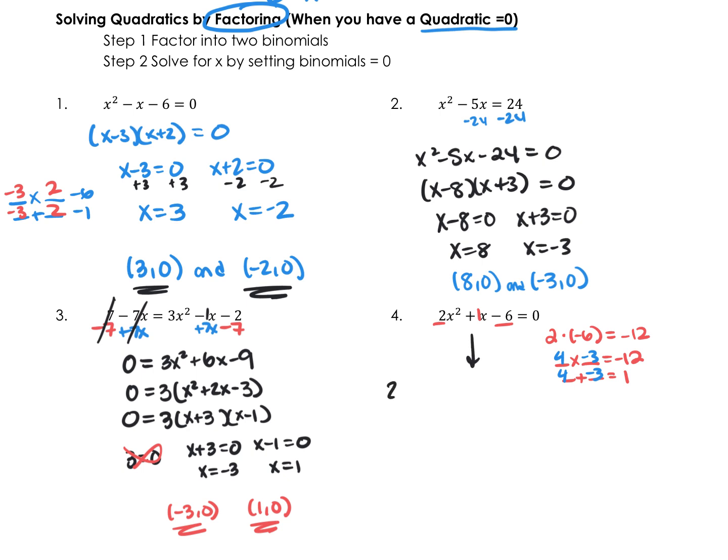So we keep the 2x squared the same at the beginning. We keep the minus 6 the same at the end. It's still equal to 0. But in the middle here, this 1x, we split it up into 4x minus 3x. Or if you do it the other way, it doesn't really matter which order you put it in. You'll get the right answer no matter what. But you take those two numbers, and you split it up in the middle. And then we do our grouping because there's 4 terms.